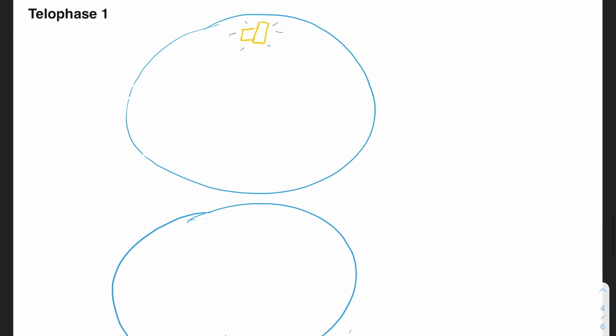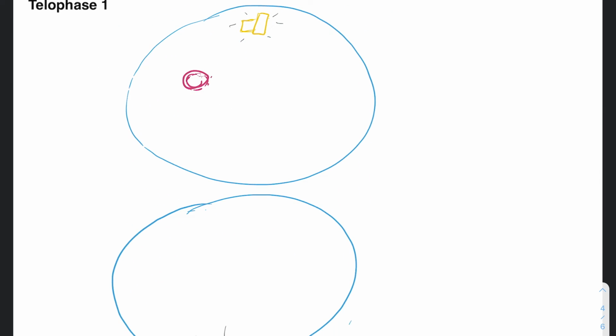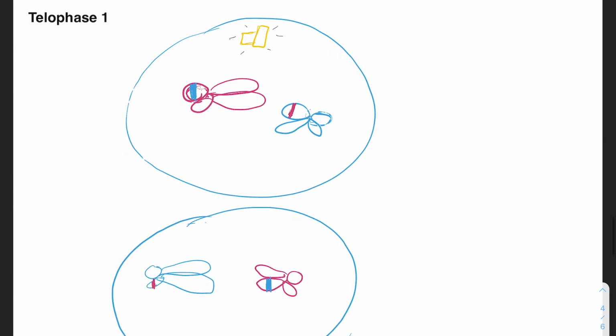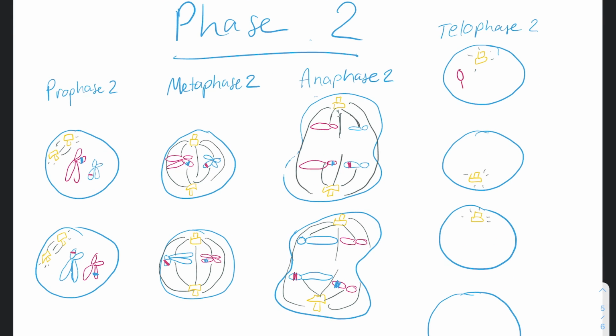Telophase 1 is where the cell separates into 2 cells and closes the nuclear membrane. The 2 cells are not identical due to the process of crossing over and independent assortment, which happens when different homologous chromosomes end up on different sides of the cell. For the second phase of meiosis, the same process happens, but for each cell.